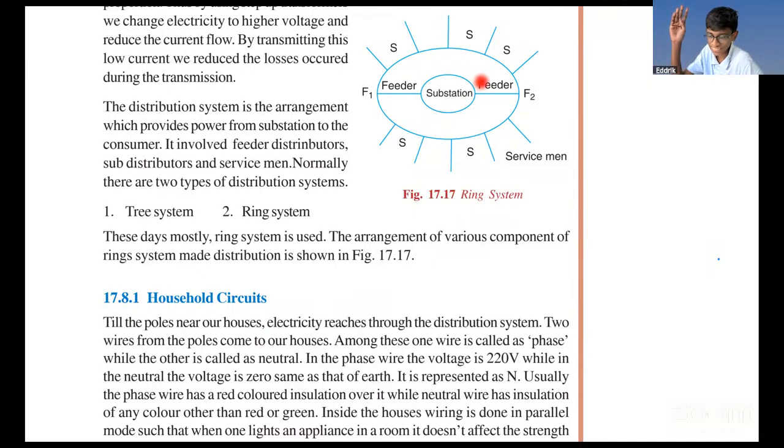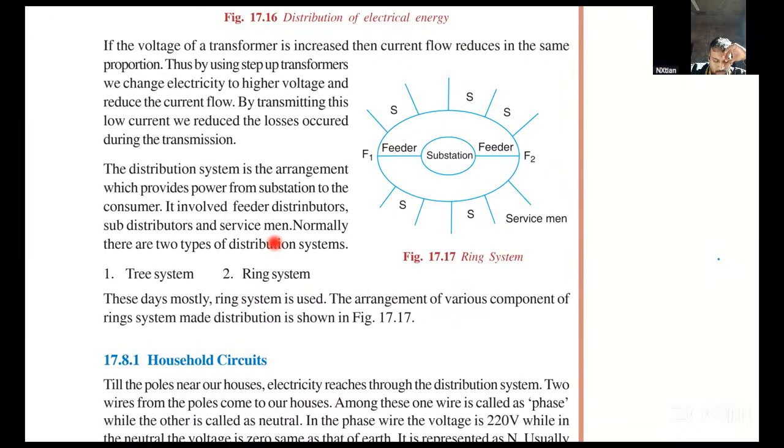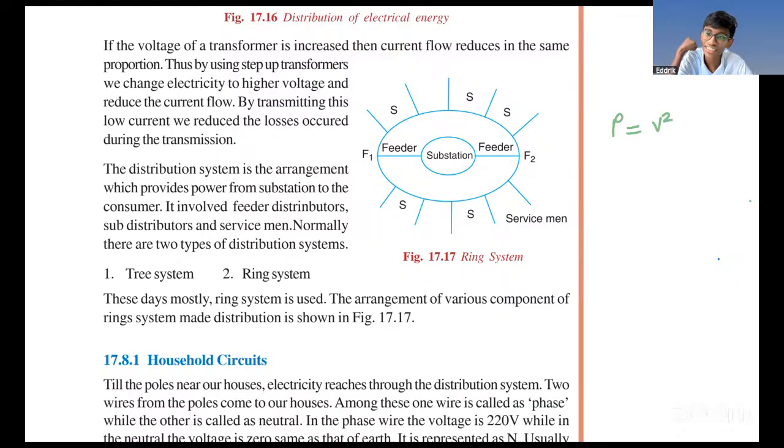Sir, basically, in the first line, it's saying if the voltage is increased, then current reduces. How come? Even in the test, you said that when voltage increases, current also increases. How come your voltage increases and current decreases? I'll tell you.